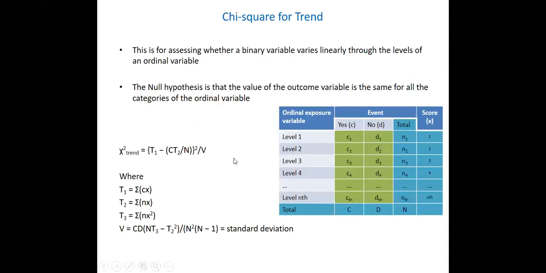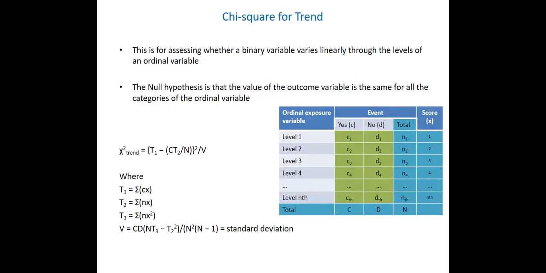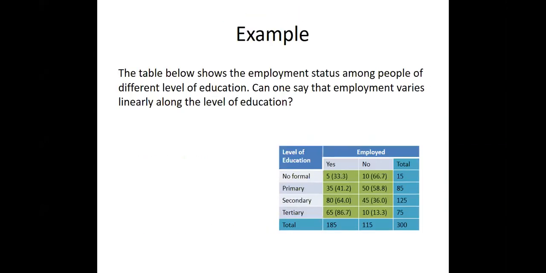So for this, when you want to assess whether a binary variable varies linearly through the levels of an ordinal variable, you use chi-square for trend. What do I mean by that? I prefer looking at a table that has an example.